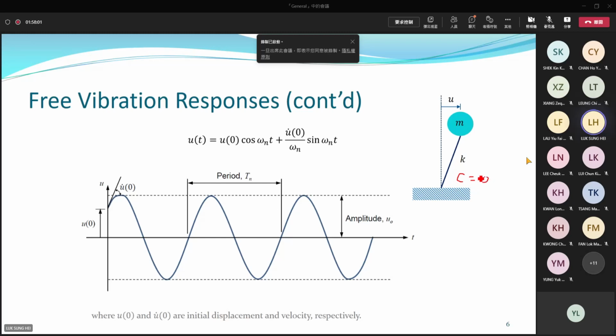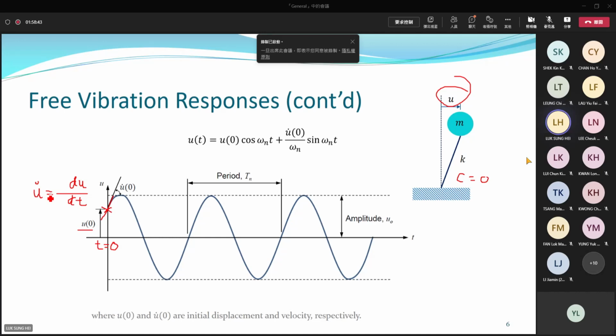This graph tells you many things. It tells you how the system oscillates. At the beginning, here, time equal to 0. You know the displacement, you know the velocity, because they are the initial conditions. Initial displacement, here. Initial velocity, the slope. The slope, mathematically, is equal to du dt. That means u dot. At time equal to 0, the slope is equal to the initial velocity.